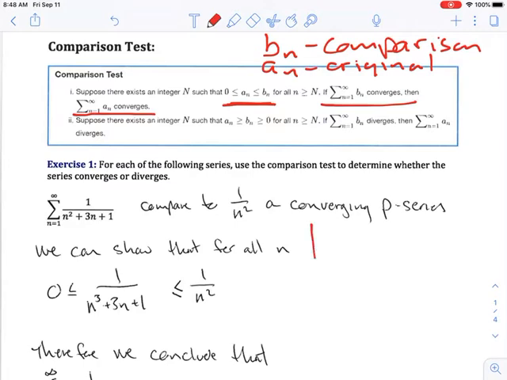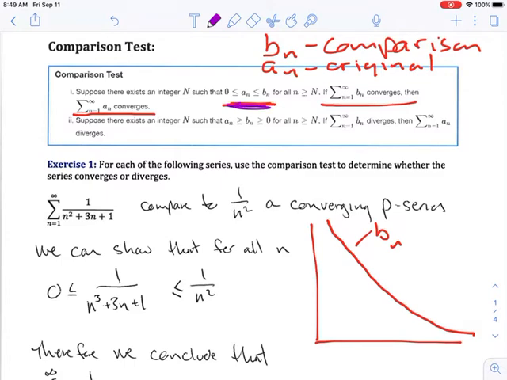So I'm going to draw a little graph. Let's just say that this is B sub n, and it is converging. It's getting smaller and smaller, converging towards 0. And let's go to a different color. If B sub n is always greater than A sub n, that essentially means it's always above it. It has to be greater than it, so A sub n will always be underneath it somewhere.